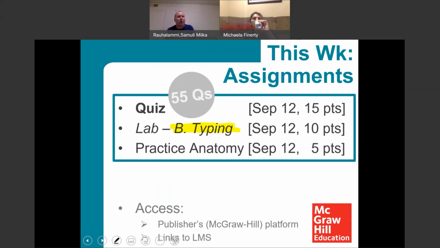I won't go through the practice anatomy at all. That's really quite straightforward, especially on this chapter. It's a lot of cells, looking at them, recognizing. Remember that you can have all your resources with you while you're taking the practice anatomy, and also when you take the test when we get that far.